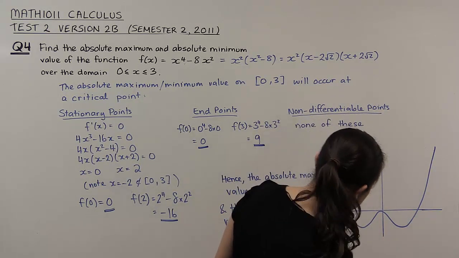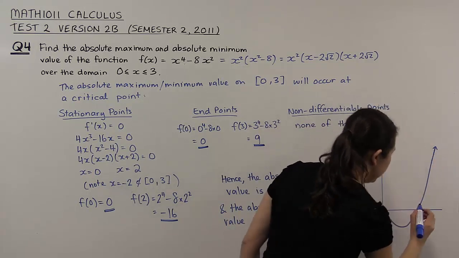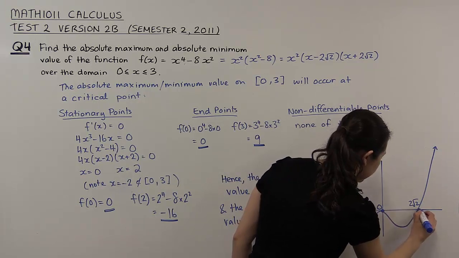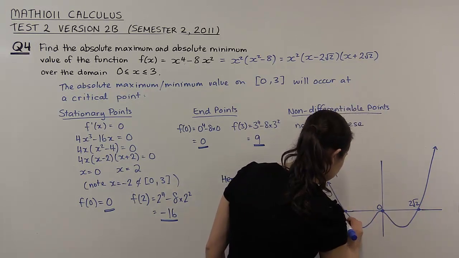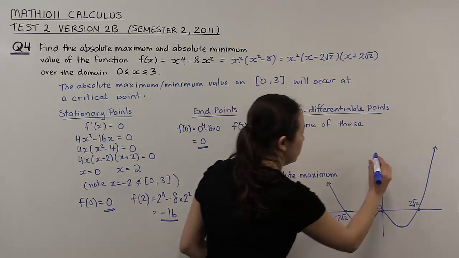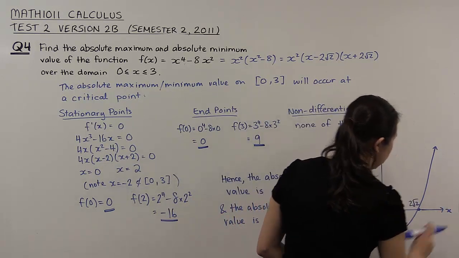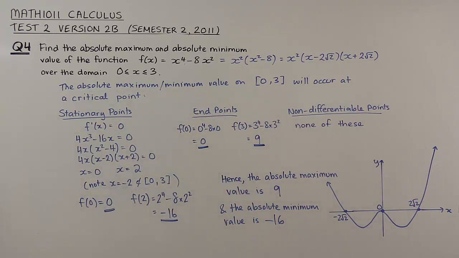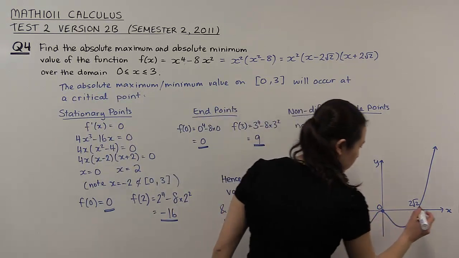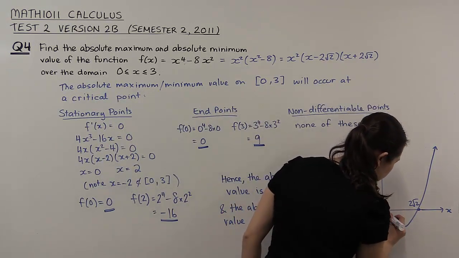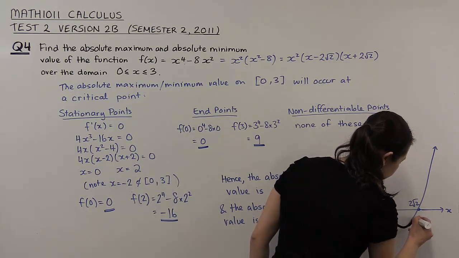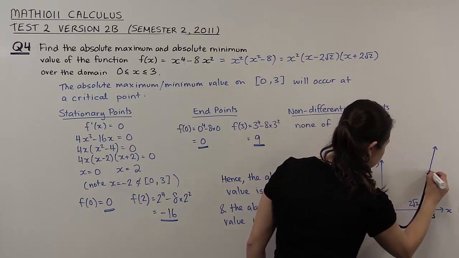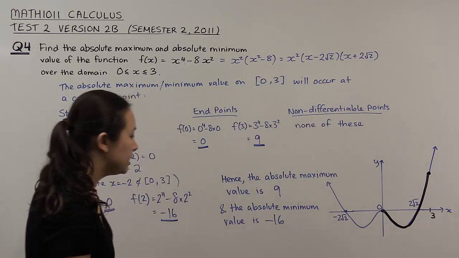Should be symmetrical. That's not quite symmetrical, but it will do. So this is 2 root 2 here. This is 0 here. And this is minus 2 root 2. Now, we were after the maximum and minimum values in the interval from 0 to 3. So we were only interested from 0 to 3. So our calculations here should all make sense.